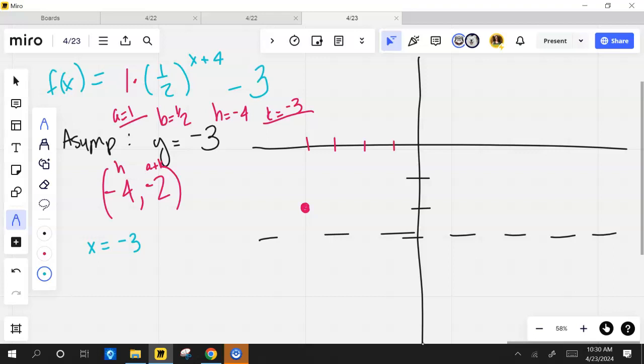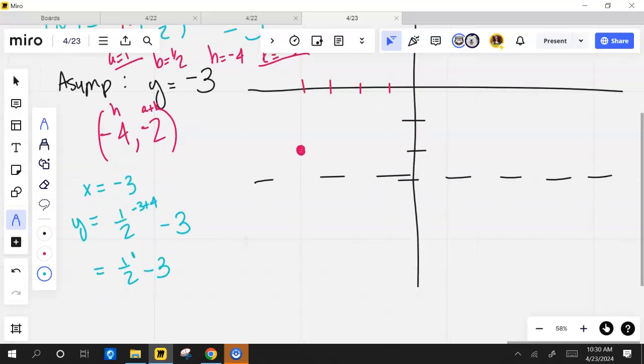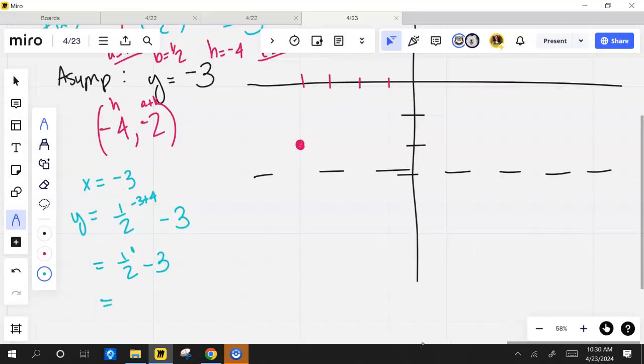Okay. So now what do we do to find the y that goes with it? We plug it in. That's always how we find the corresponding y. So I've got 1/2, this is raised to the -3 plus 4, minus 3. 1/2, this is just going to be an exponent of 1. What's a half minus 3? -2.5 or -5/2, however you want to write it. So I go 1, 2, 3 over to the left and down 2.5.